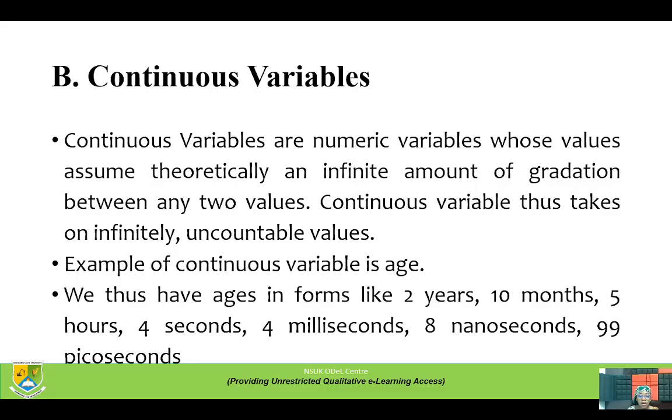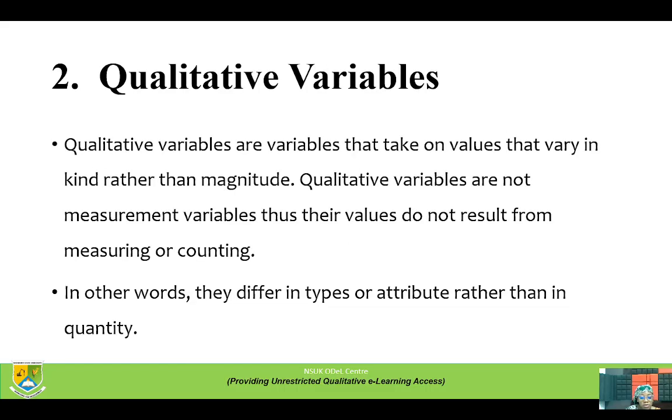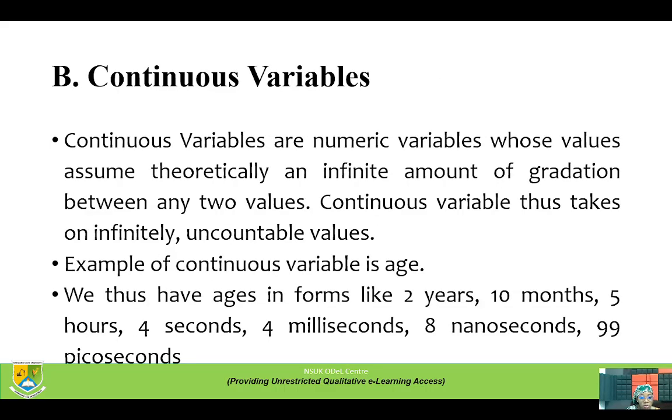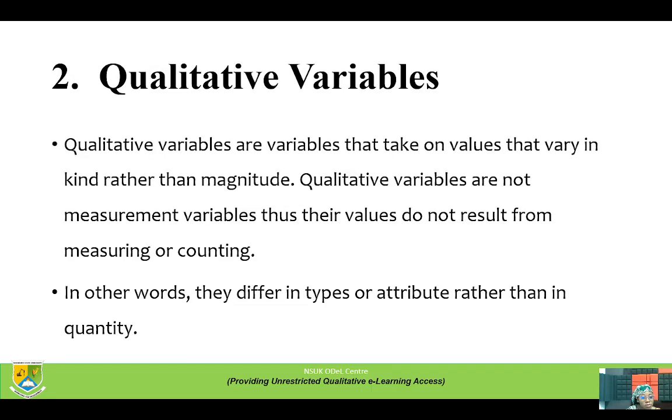More examples of continuous variables. We have age in forms of 2 years. We could say 10 months. We could say 5 hours. We could say 4 seconds. We could say 4 milliseconds, 8 nanoseconds, and 99 picoseconds. These are examples of continuous variables under quantitative variables.